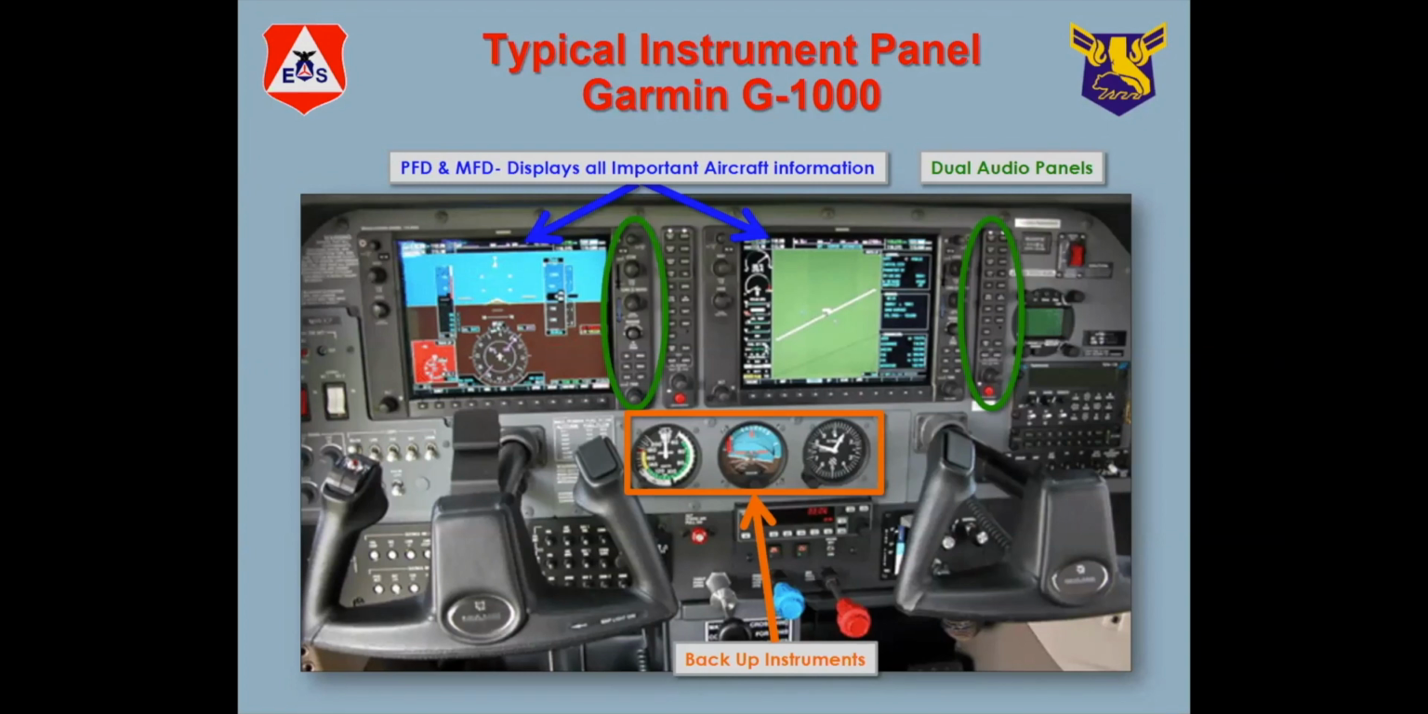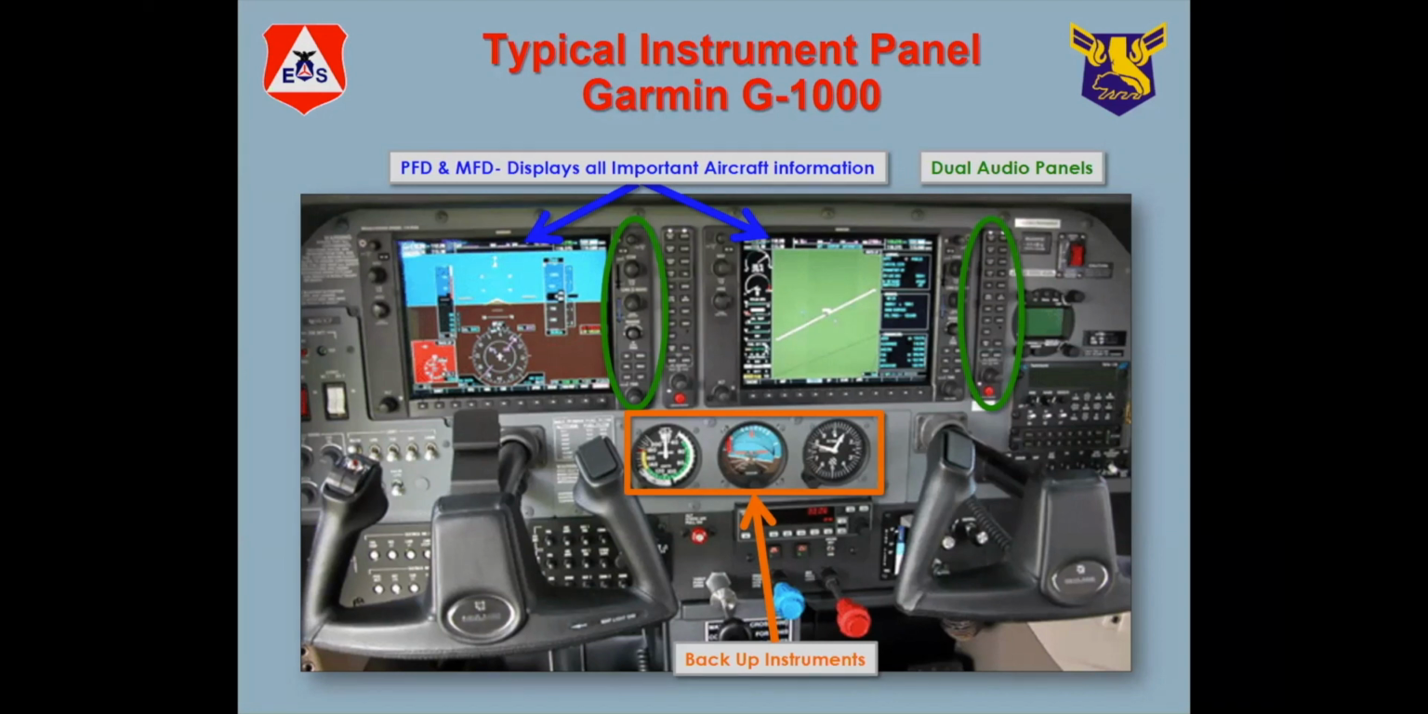Yeah, primary flight display. Thank you, Daryl. And then the multifunction display is on the right-hand side. They do a lot of things, but they consolidate into two essentially television screens all of the instrumentation that used to come from what we call steam gauges or round gauges, which we're going to look at in a minute.